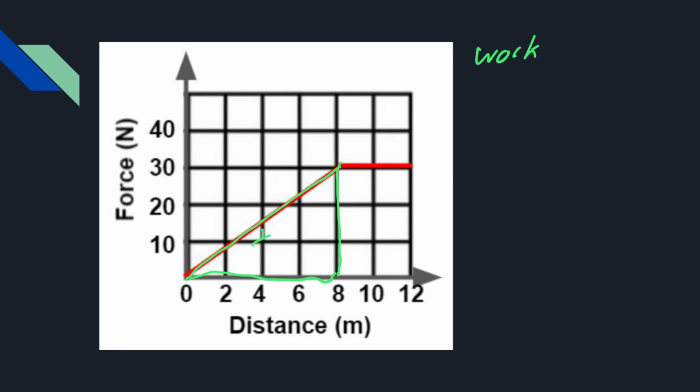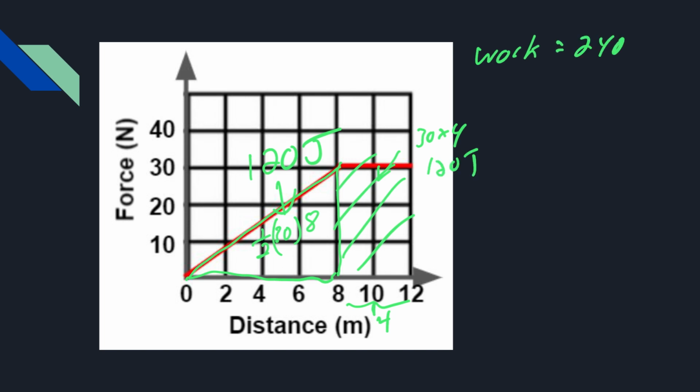So for example, you can see there's a nice triangle here. This would be 1/2 times 30 times 8, which would give us 120 joules in this region. And then you find the area of this rectangle right here, which would be 30, and then this distance is 4. 30 times 4 is also 120. So what's the total work? You would say 240 joules. Now that would be for the total 12-meter distance, right? But maybe they ask about 8 meters, in which case the answer would just be 120.